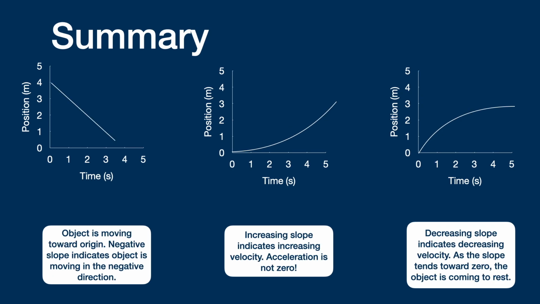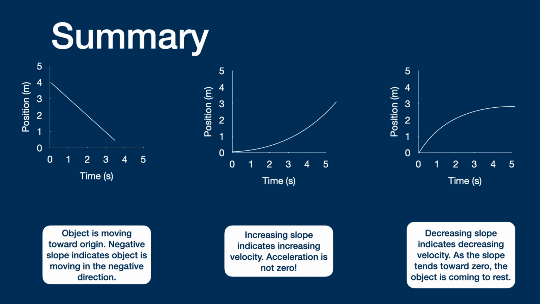All right, in the first graph on this page, the velocity is still constant. It's just moving in the opposite direction. We're moving in the negative x direction or negative y direction, whatever variable you're using for position. So negative slope indicates object is moving in the negative direction.